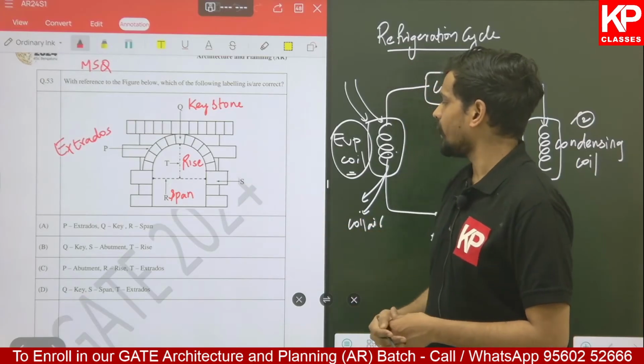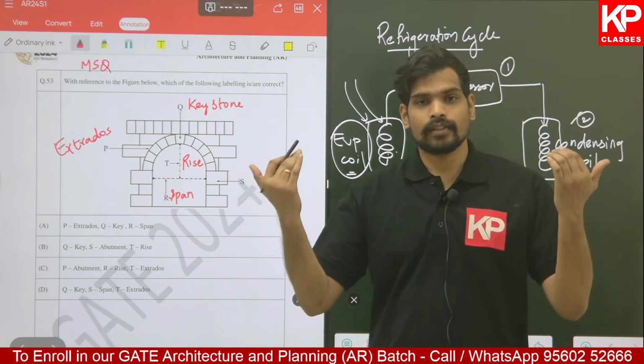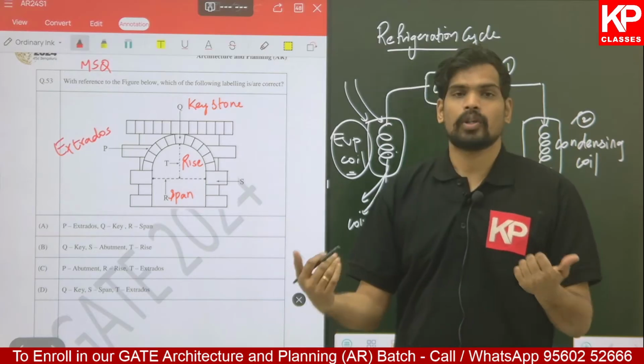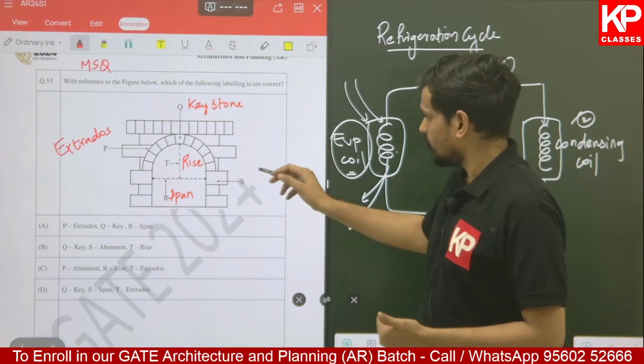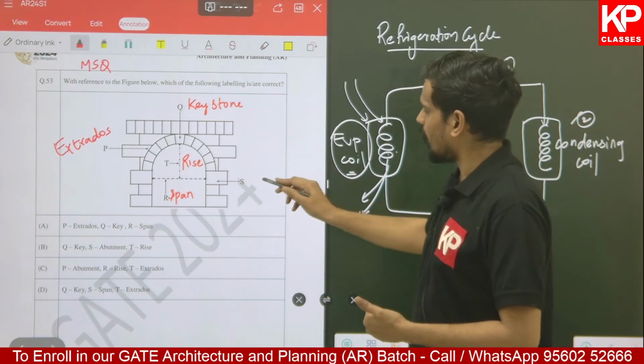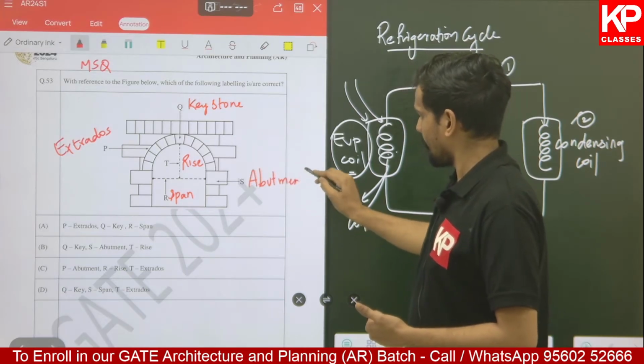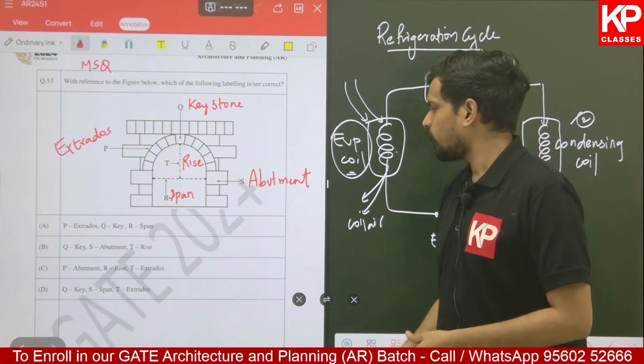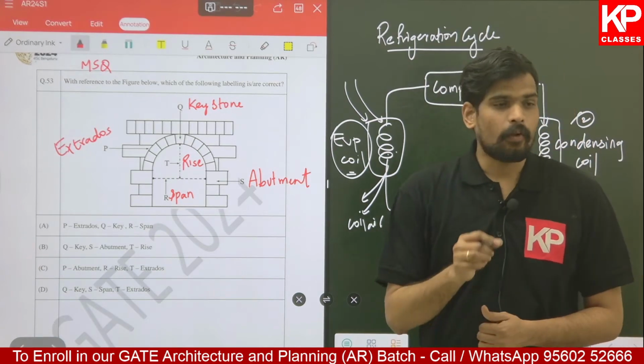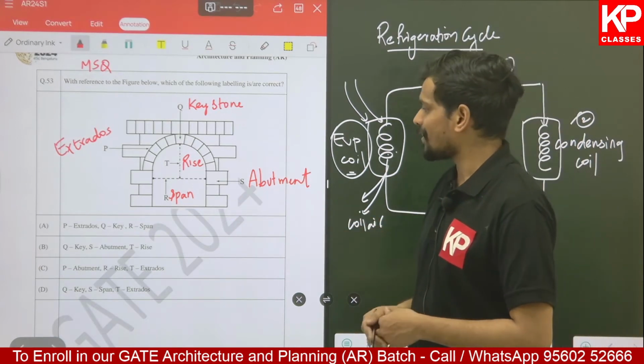Moving on to this point S, which basically is a support structure at the bottom after the impost. Basically, you have an impost over here. Below that, this part is called the abutment. So let us try to select the correct options which have marked these parts correctly.